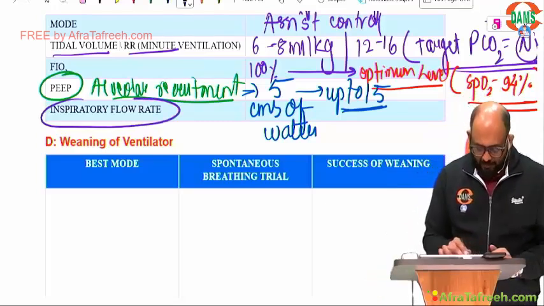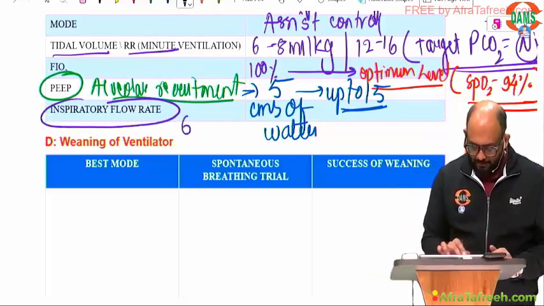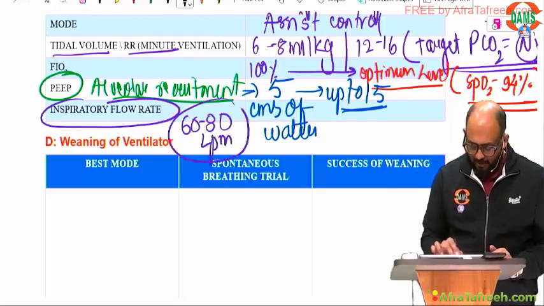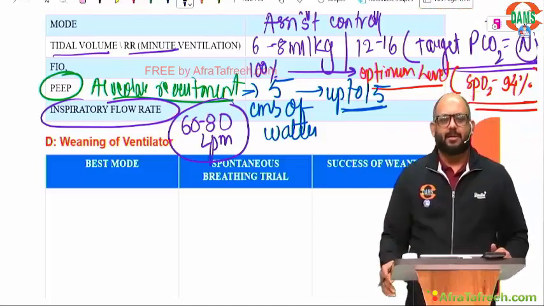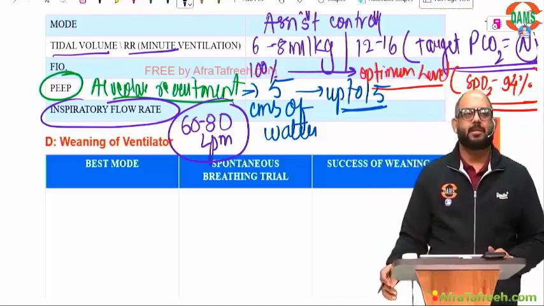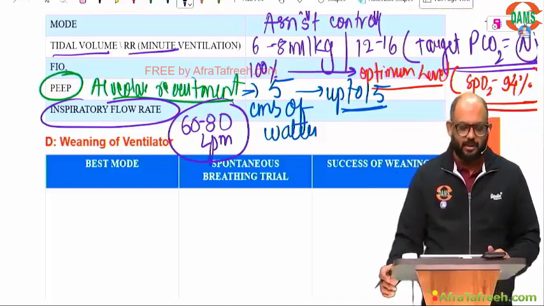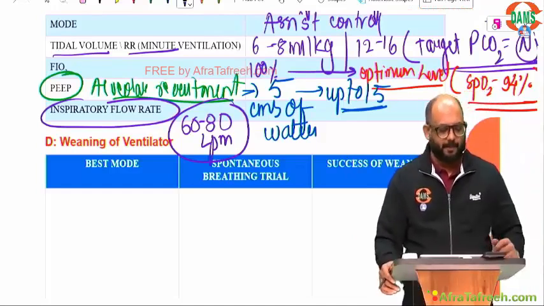Inspiratory flow rate you keep between 60 to 80 liters per minute. Again, it depends on the minute ventilation that is required to deliver from the ventilator. 60 to 80 liters per minute.